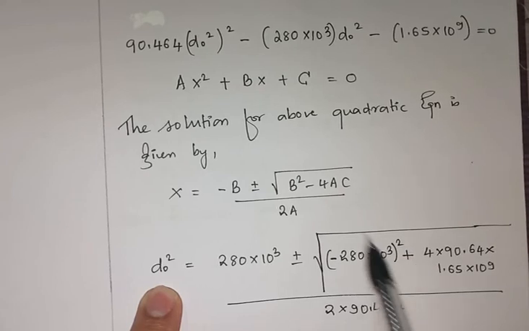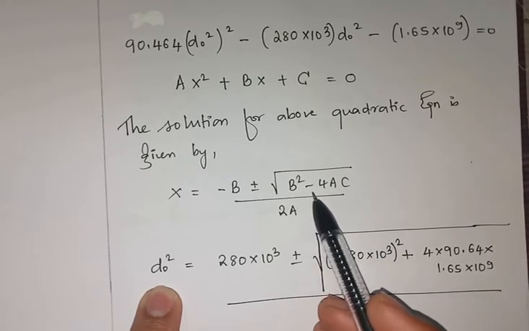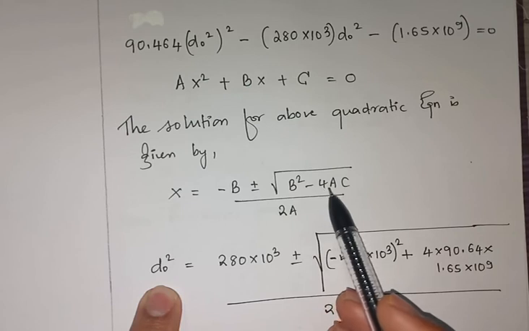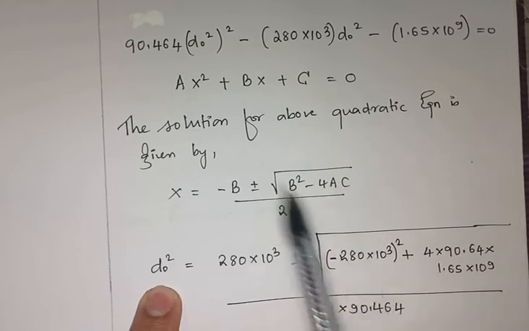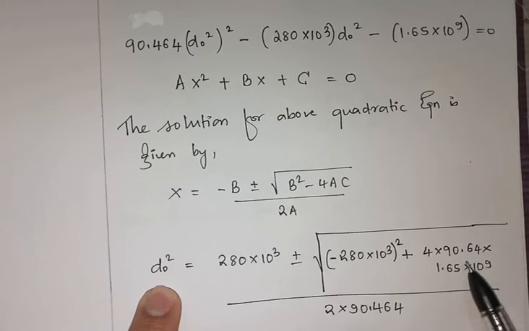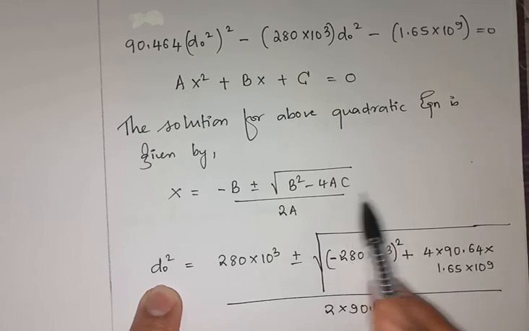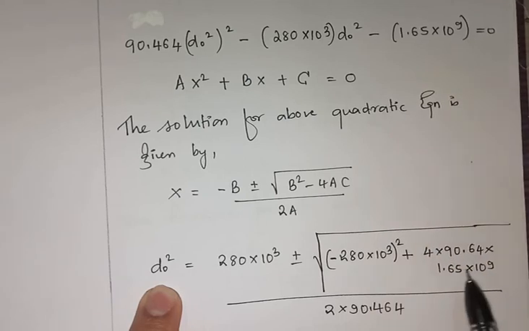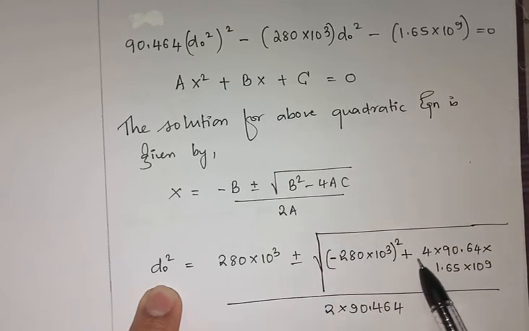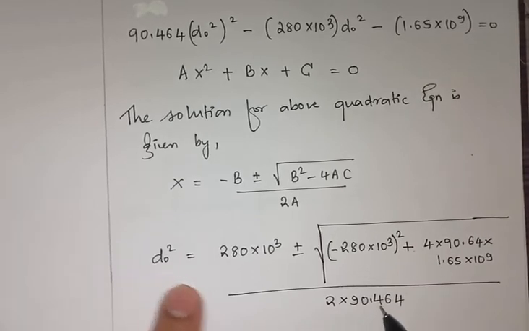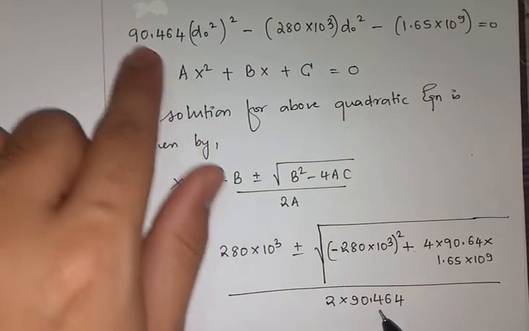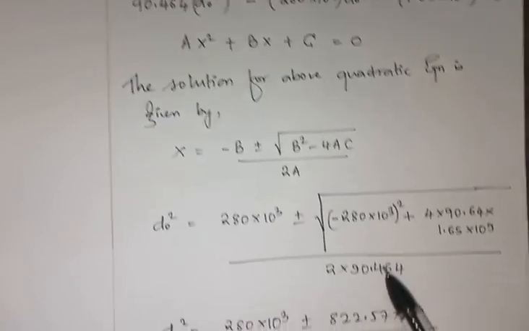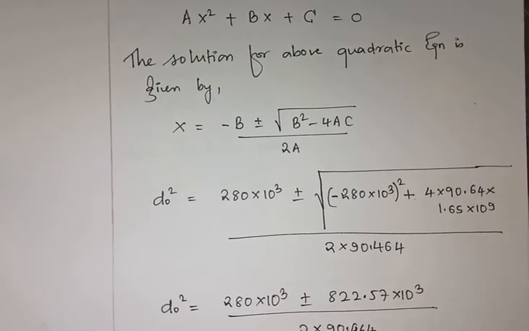Why have I taken plus? You are saying, sir, here you are having minus. So let us proceed further and check. 4 into value of a. What is the value of a? Value of a is 90.464. Next, c value is negative. It is minus 1.65 into 10 raised to 9. So that minus into this minus becomes plus, right? Divided by 2 into a. What is the value of a? Value of a is 90.464.